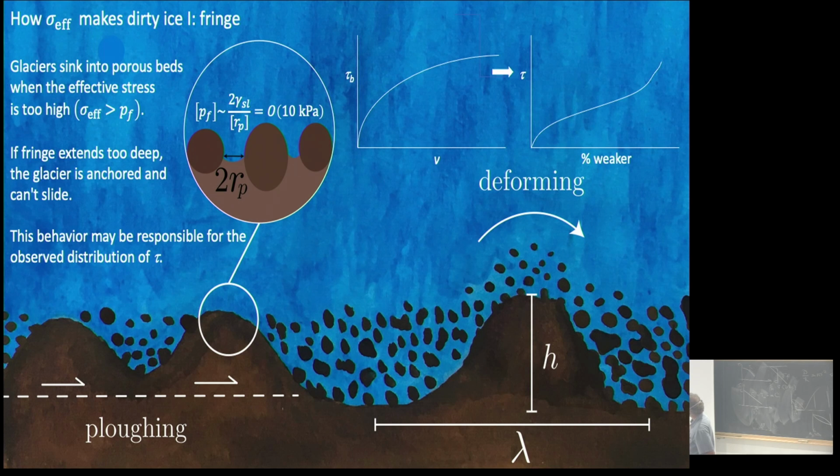We've made an argument that this could explain why our distribution of basal shear stresses is so narrow, that this median stress is only less than an atmosphere, that this would be consistent.